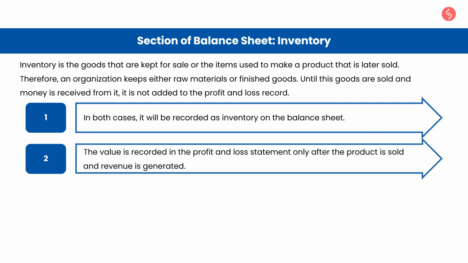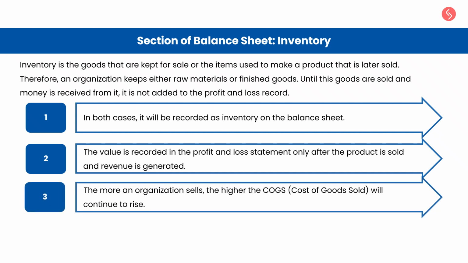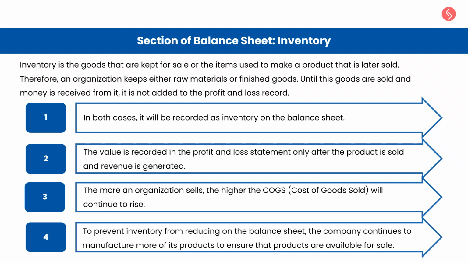The value is recorded in the profit and loss statement only after the product is sold and revenue is generated. The more an organization sells, the higher the cost of goods sold will continue to rise. To prevent inventory from reducing on the balance sheet, the company continues to manufacture more of its products to ensure that products are available for sale.